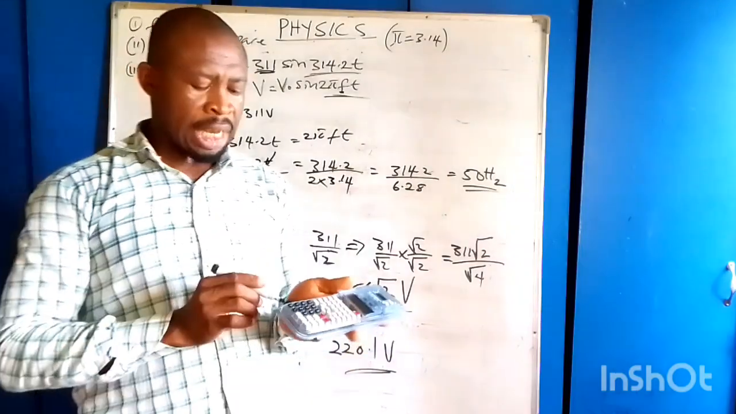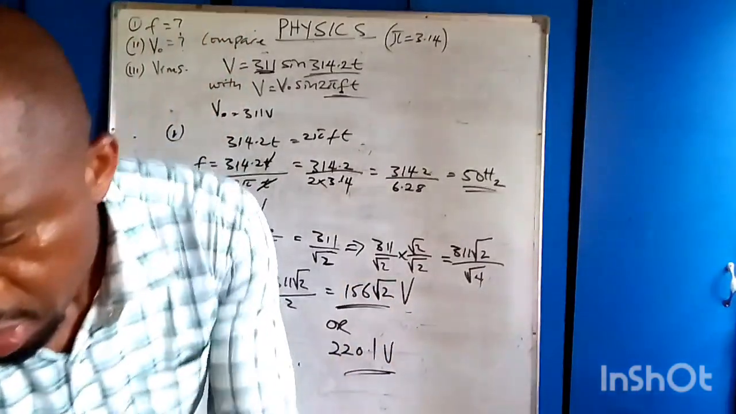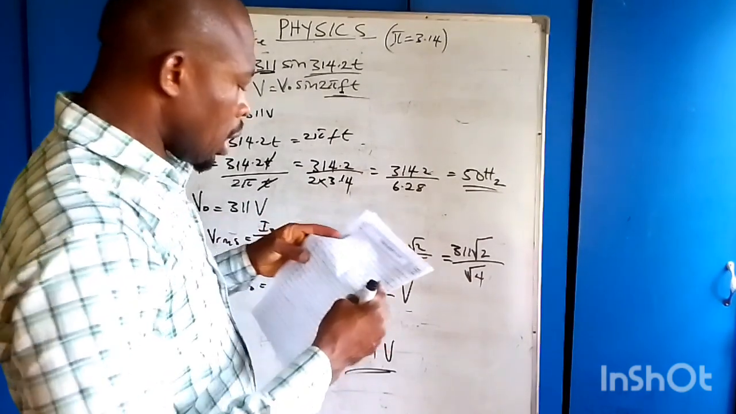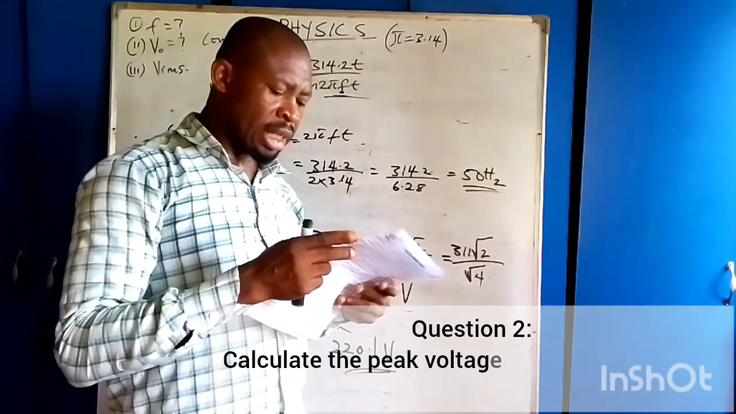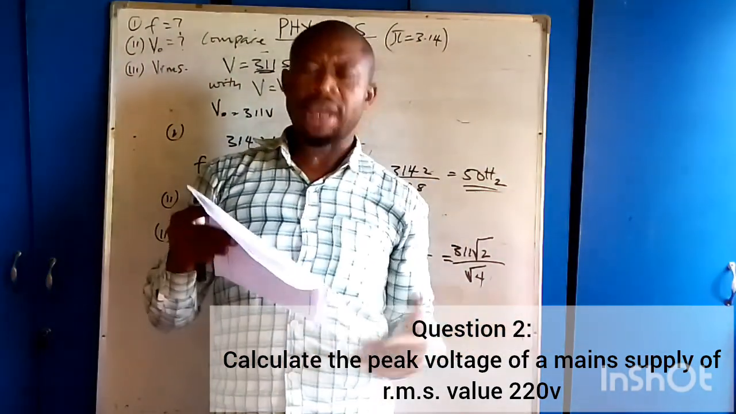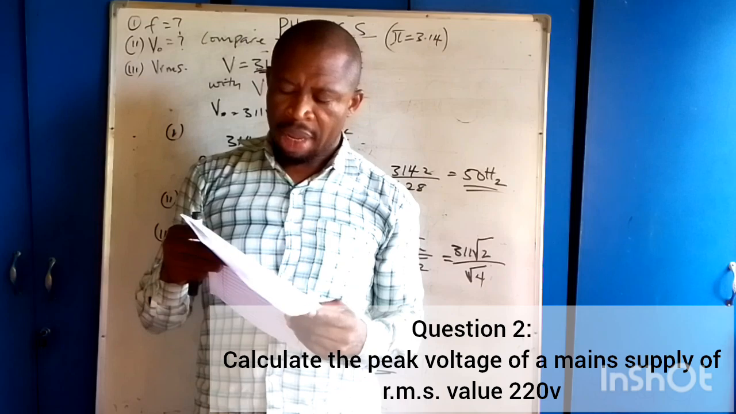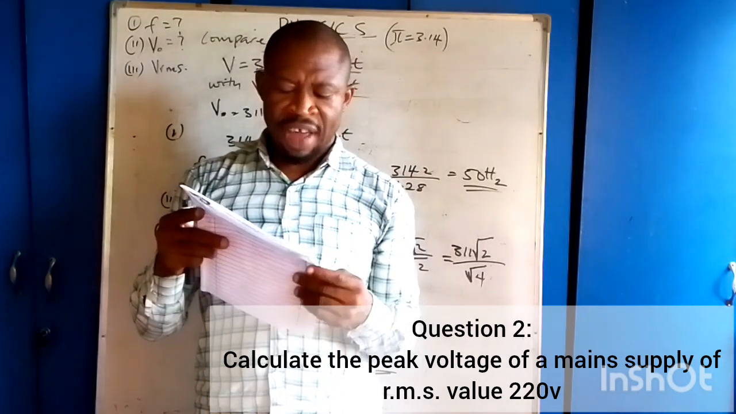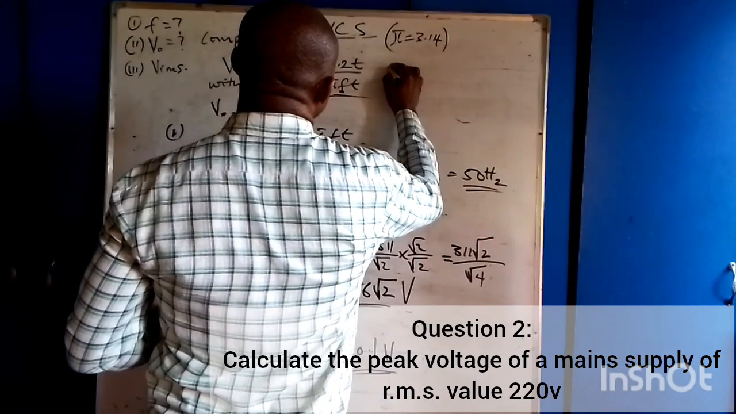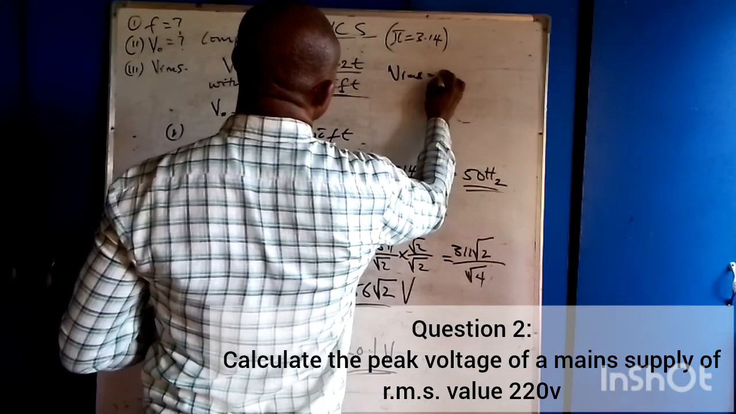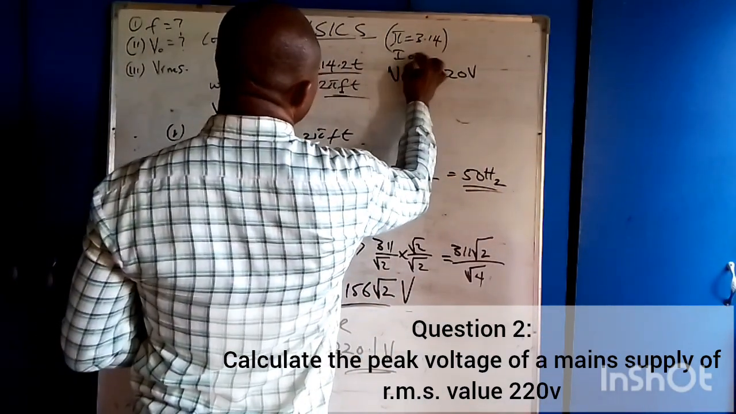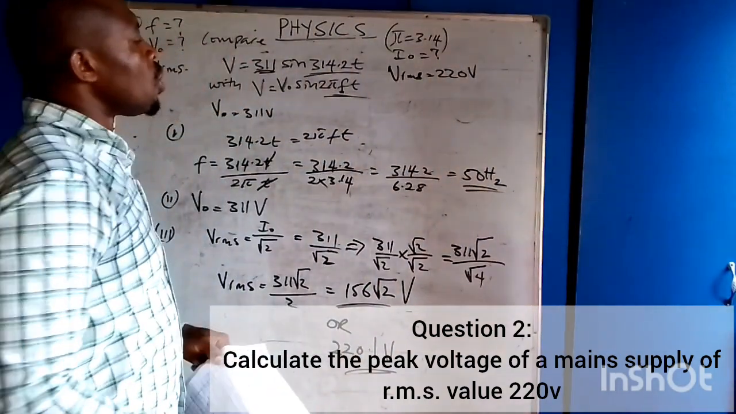Now let us take the second question. The second question says, calculate the peak voltage of a mains supply of RMS value 220 volts. VRMS is 220 volts, and we're looking for the peak. The peak is what we're looking for.